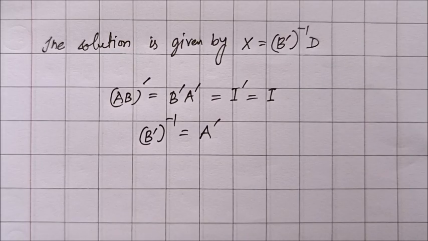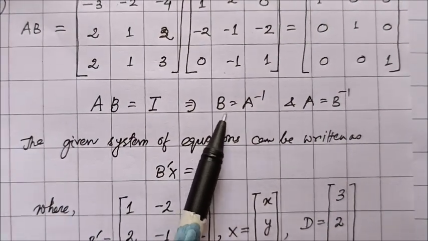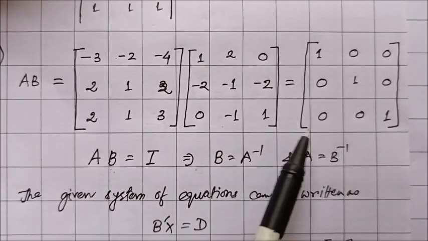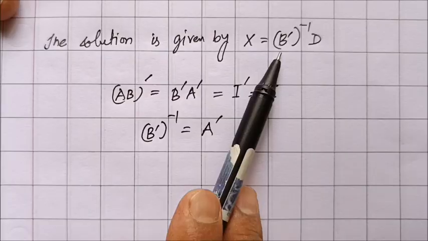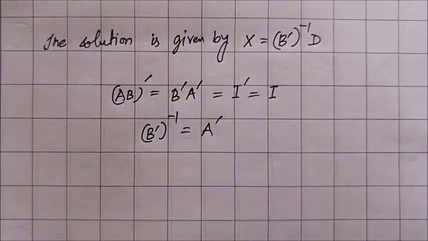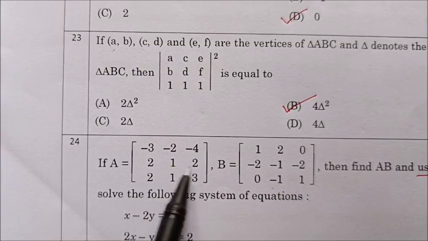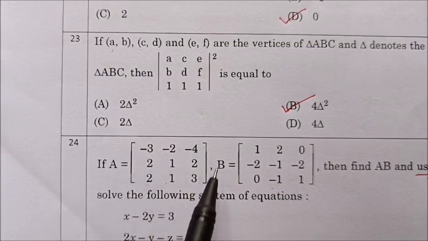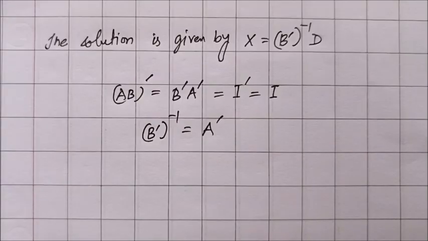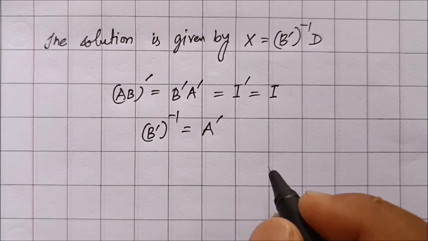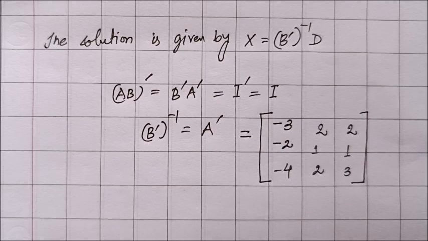But we have to use this result because the question may use it to find the solution. That means we have to use this product AB. That means A transpose is the inverse of B transpose. Alright, so what was our A? Our A was this one: minus 3, minus 2, minus 4, 2, 1, 2 and 2, 1, 3. So if I take the transpose of this matrix, it is the required inverse of this B transpose. So we can write down the inverse as this one. Therefore we can move to the solution now.